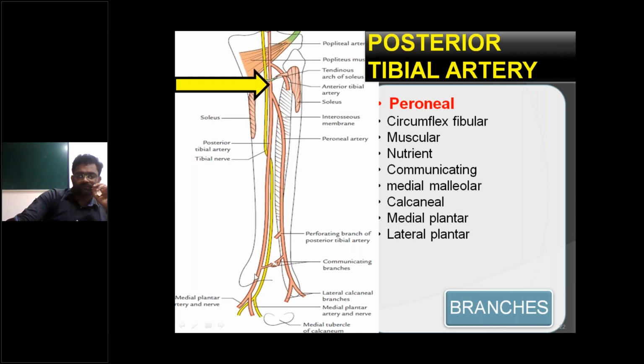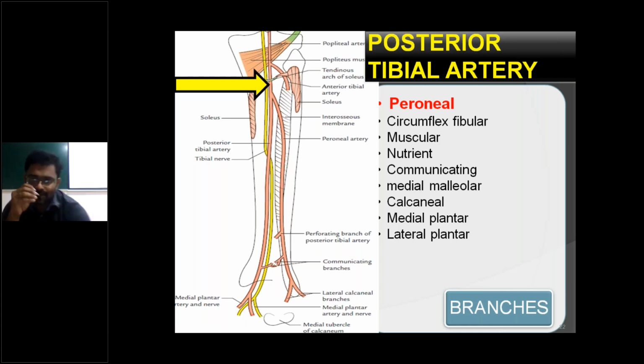Medial malleolar. The medial malleolar branch arises from the posterior tibial and participates in the medial malleolar network. And next, calcaneal branch. The calcaneal branch arises from the posterior tibial and supplies the skin over the calcaneum. And lastly, terminal branches called the medial and lateral plantar arteries. These are the arteries of the sole of the foot. So that's it about the branches of the posterior tibial artery.